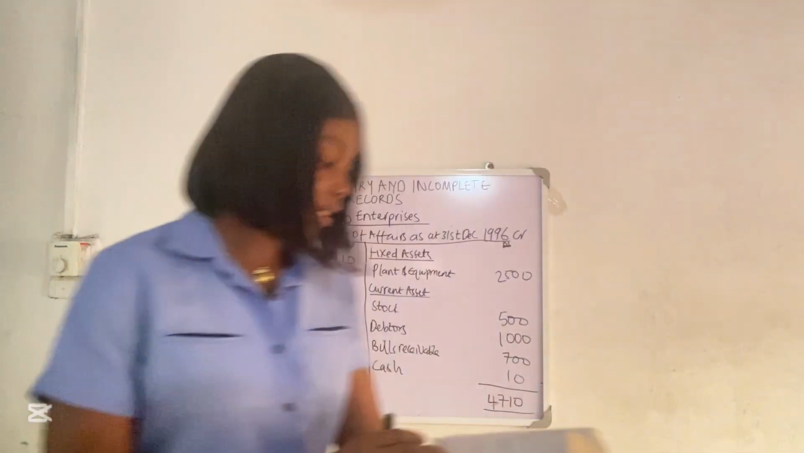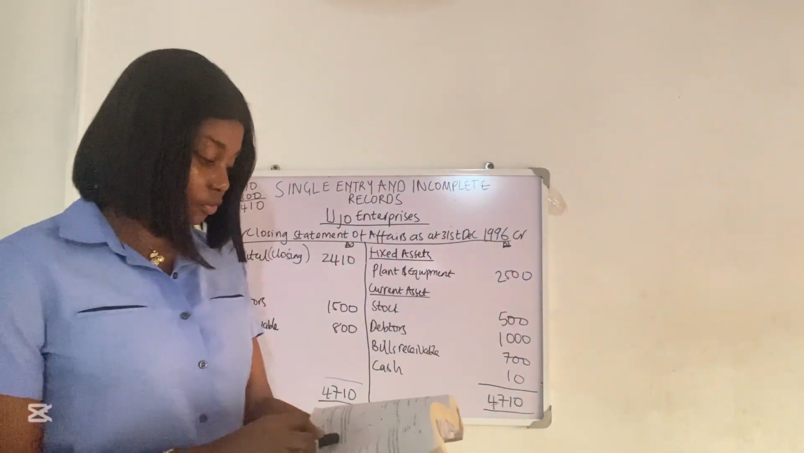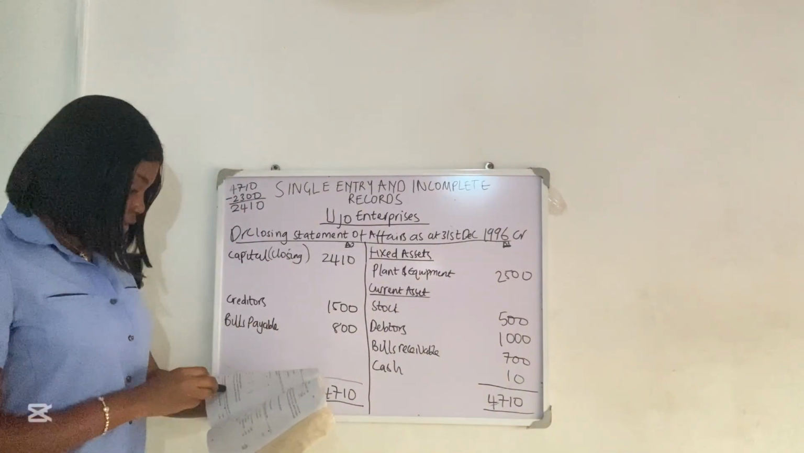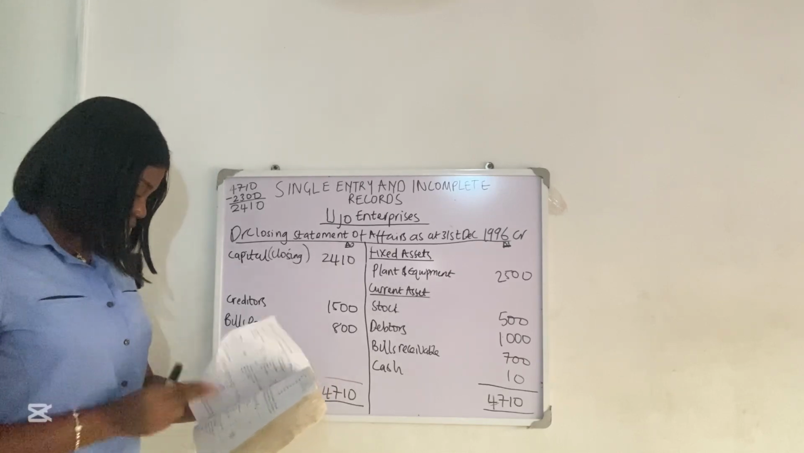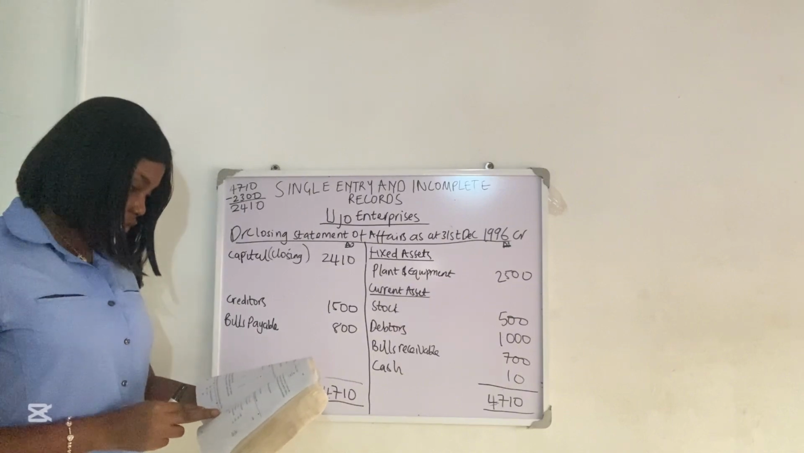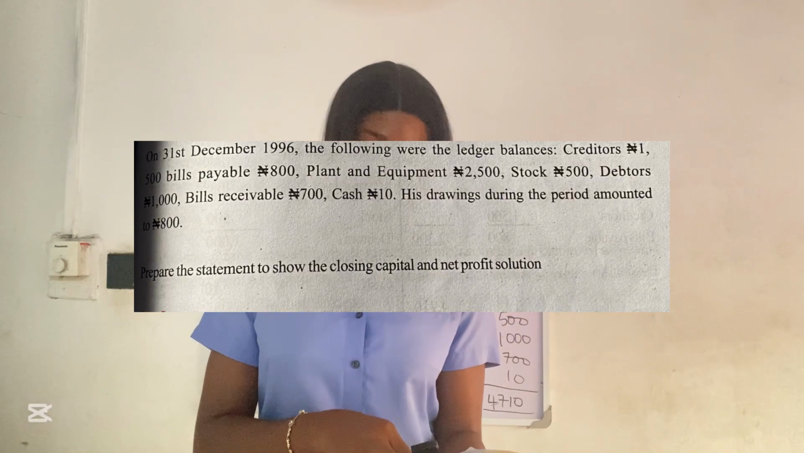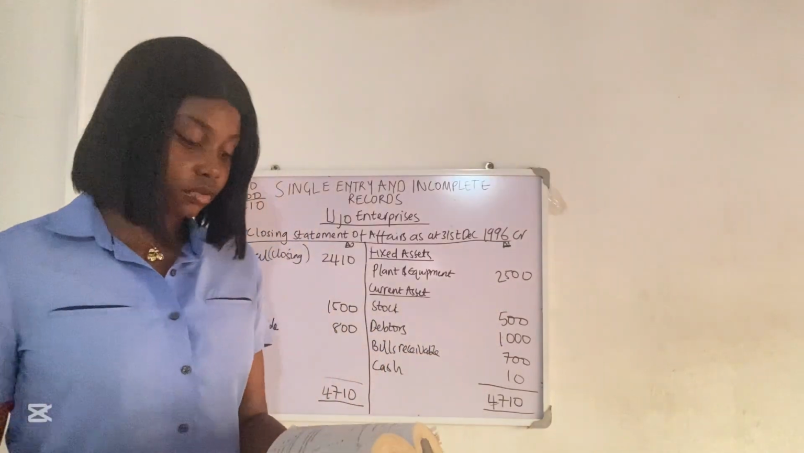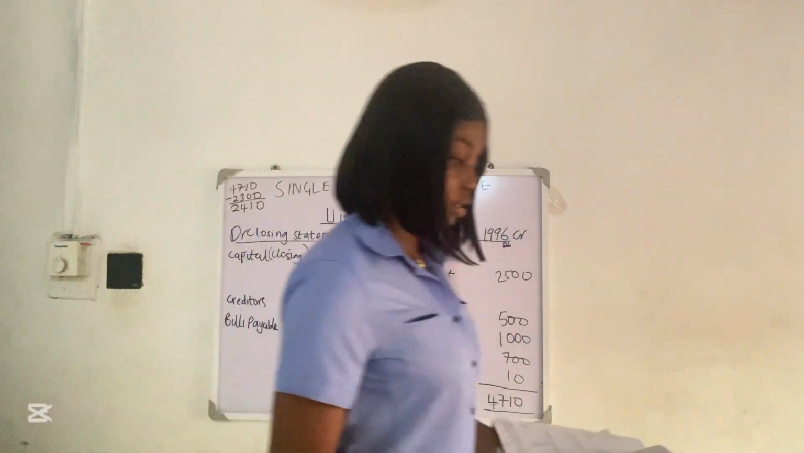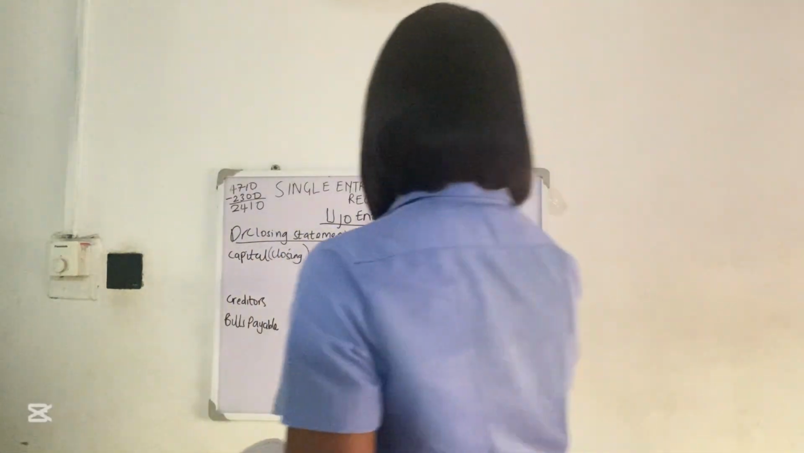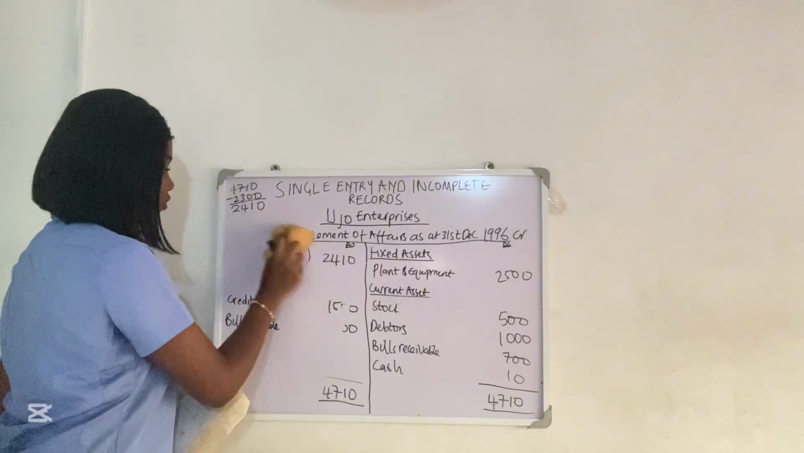So let's do it for your net profit. Now we have in our formula, new capital plus drawings minus opening capital. We have our new capital, and we have our drawings. Are we given drawings in the question? Yes, his drawings during the period amounted to 800. So it's in the question. Let me rub off this. Since we know our closing capital, let's keep it, 2,410.